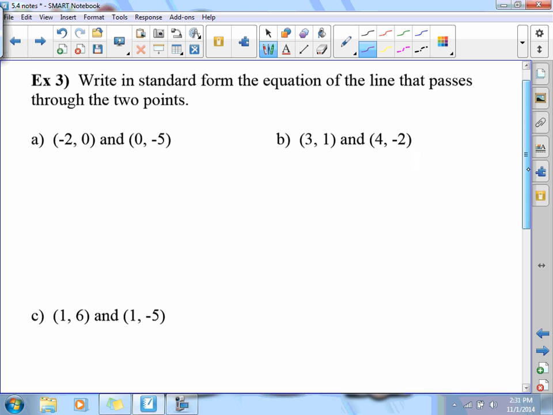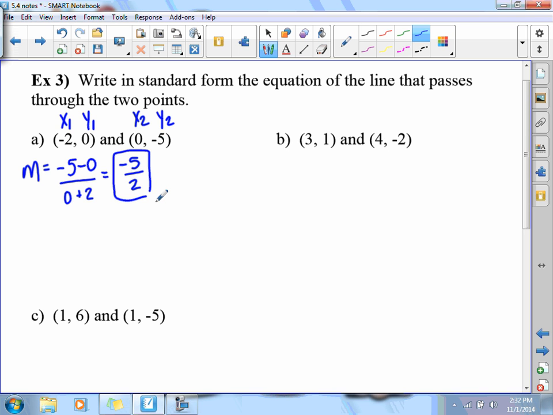Okay, now example 3. We have to write in standard form the equation of the line that passes through the 2 points. So we're going to have to do a little bit of extra work here first before we can use our point slope form. We're going to have to find the slope first. So we're going to use our slope formula, where we have x1, y1, and x2, y2. So I'll have negative 5 minus 0 over 0 minus negative 2, which is plus 2. So that's going to be negative 5 over 2. So that's my slope.